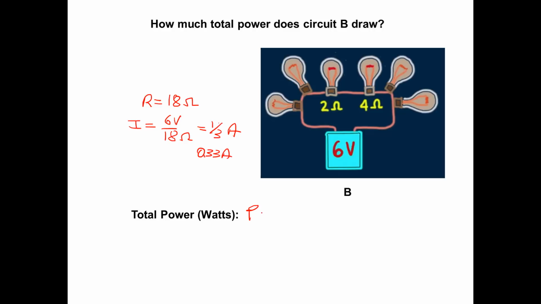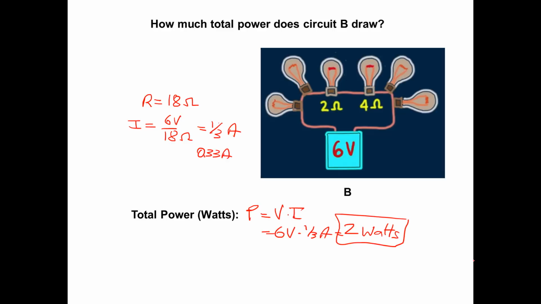Let's go calculate that power. Power is equal to voltage times our current. Let's take a look at this. 6 volts times 1/3 of an amp equals 2 watts. This 2 watts is much less than the 6 watts in our earlier circuit A.